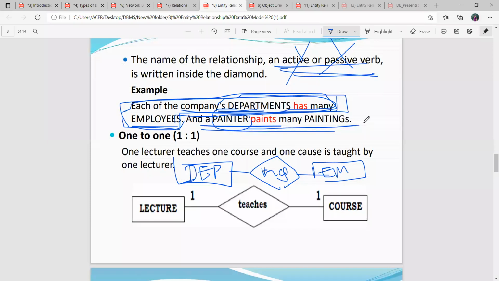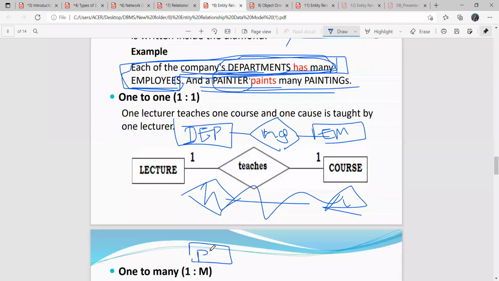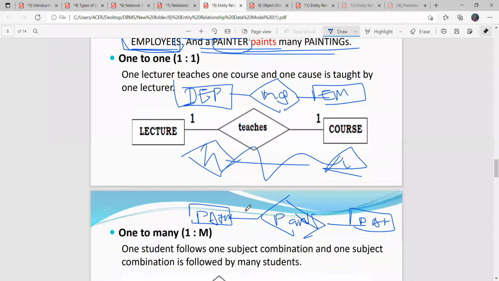Painter paints many paintings. So what are the entities? Painter and the paintings. Then the entity like this. Painter. This should be in capital letters. So then the painting. Then what is the relationship between these two entities? Paints. Okay.